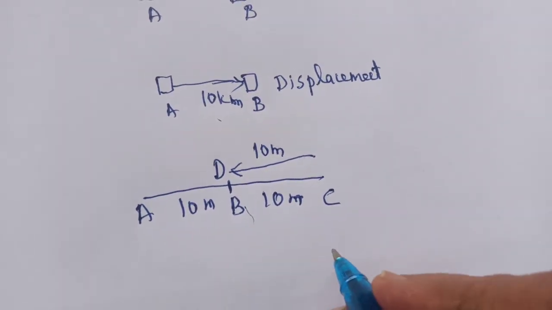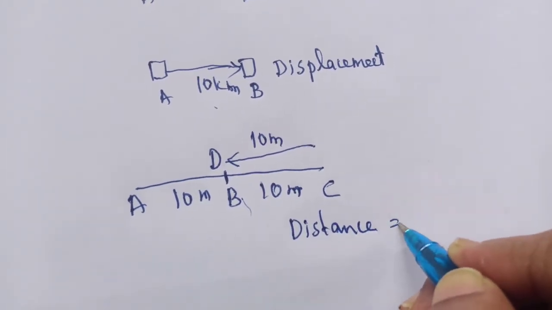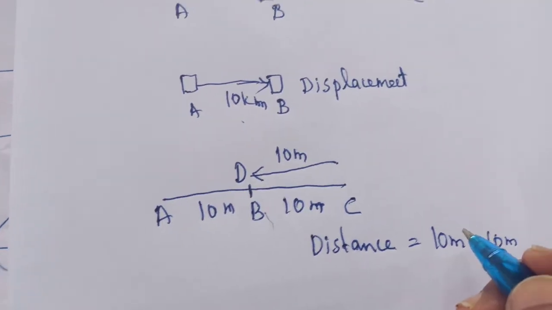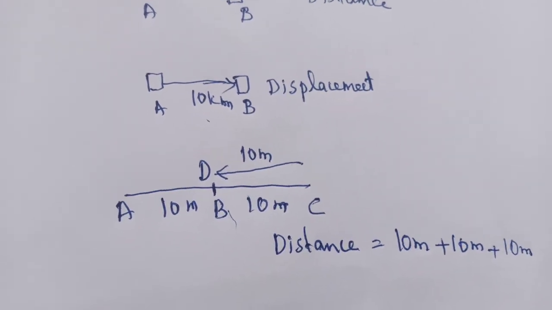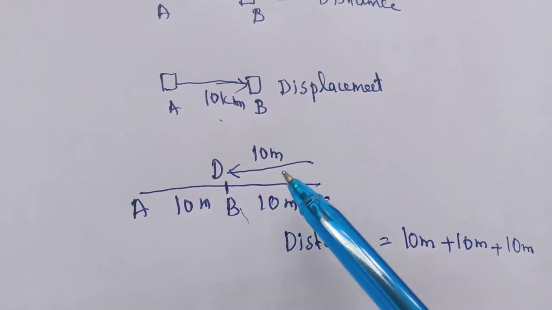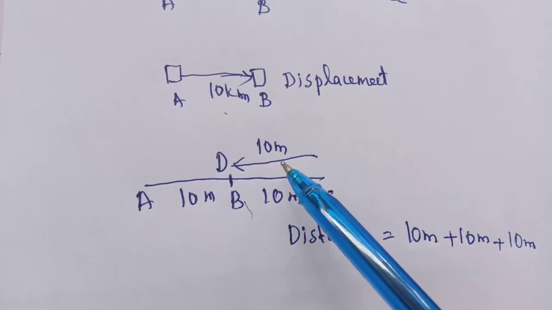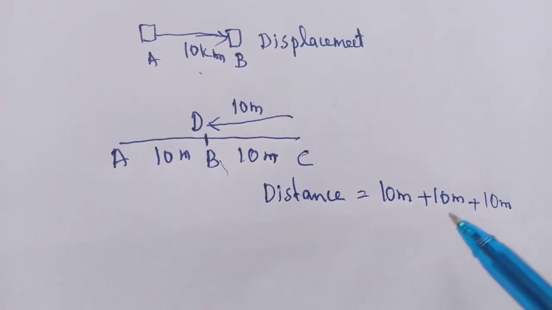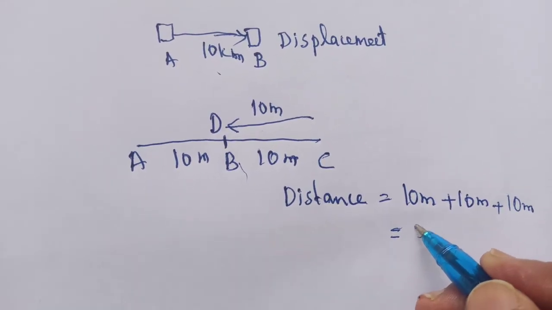Then we will get distance as distance equal to 10 meter plus 10 meter plus 10 meter. That is, we will have like this 10 meter, then total distance, then another 10 meter. If he is returning or direct, we will not measure that one. We will take total distance, that is equal to 30 meter.